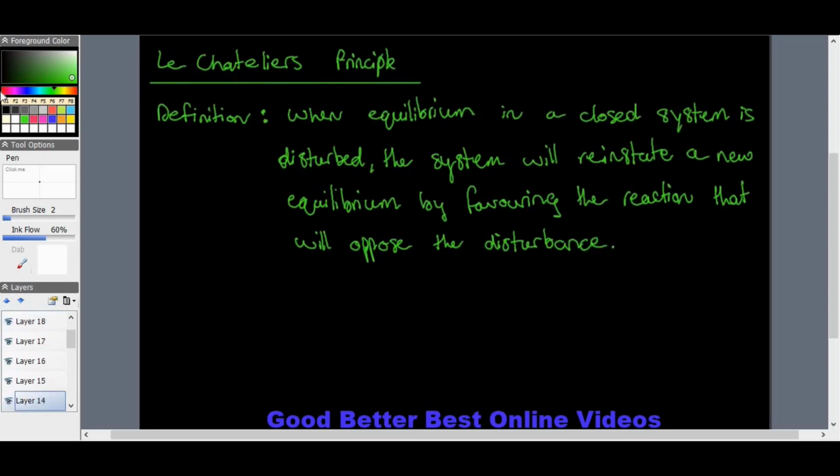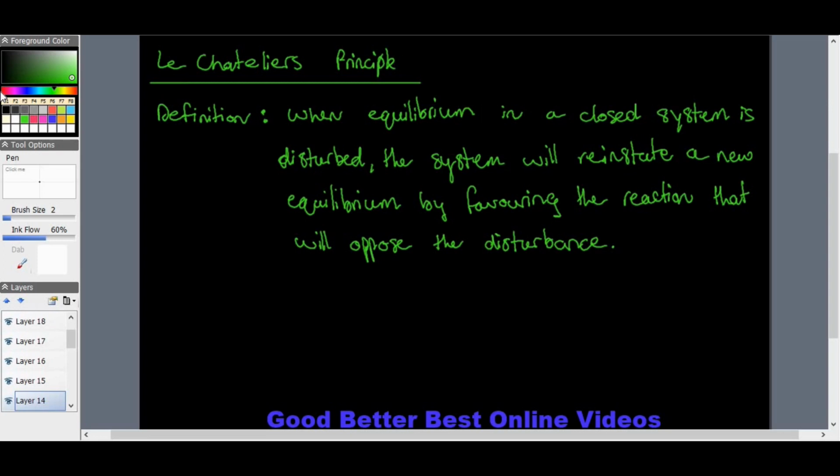So let me just take some time to explain Le Chatelier's principle, which was one of the questions in the paper which was provided. Le Chatelier's principle is defined as: when equilibrium in a closed system is disturbed, in other words, equilibrium has already been reached and now it's disturbed, the system will reinstate a new equilibrium by favoring the reaction that will oppose the disturbance.